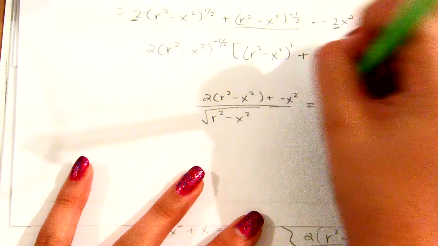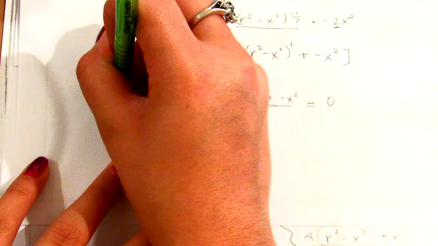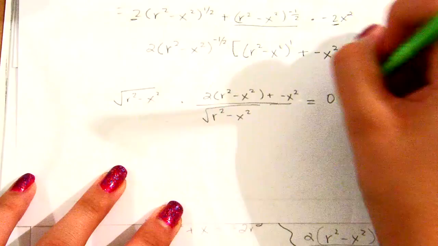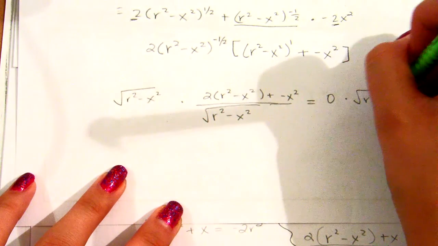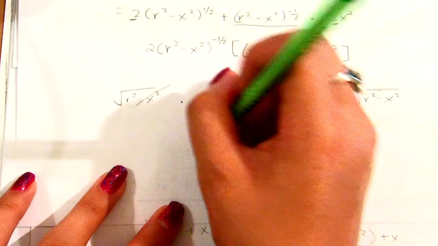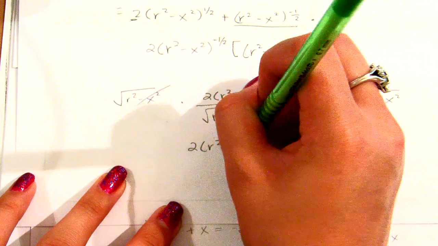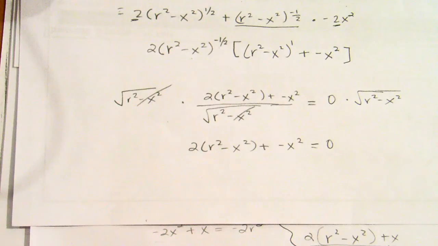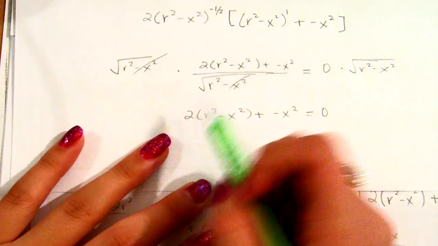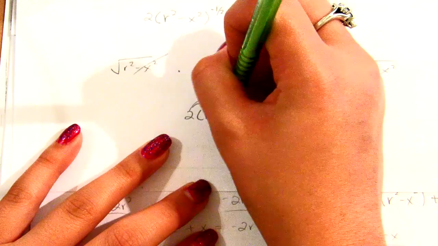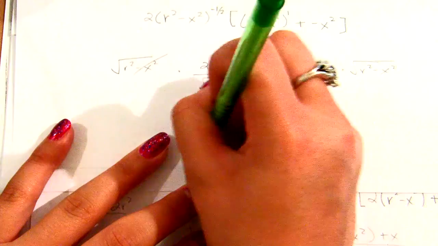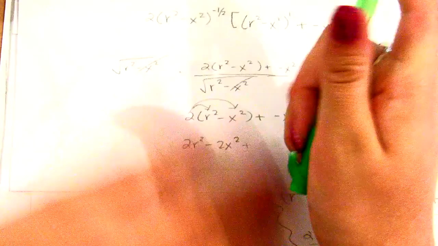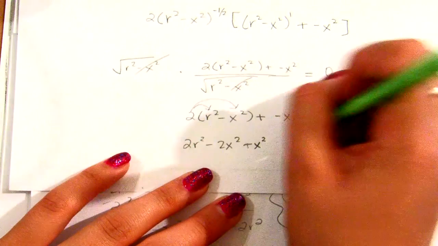And then we set it equal to 0. In order to get x by itself, we can multiply by the bottom on both sides. And these cancel out, and you get 2 times (r squared minus x squared plus negative x squared) equals 0. Then we could distribute this to get 2r squared minus 2x squared plus negative x squared equals 0.